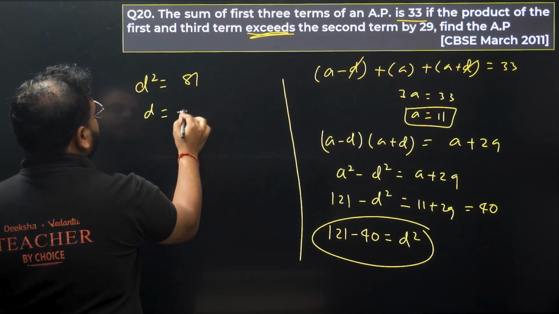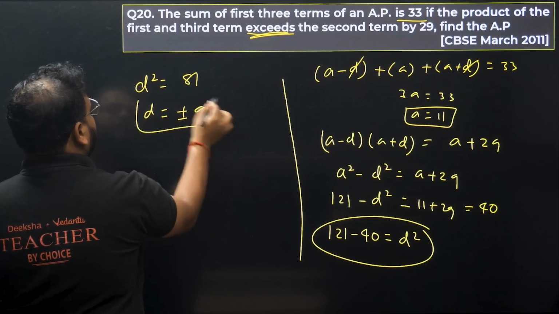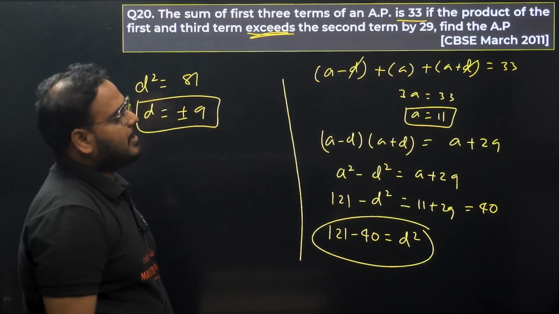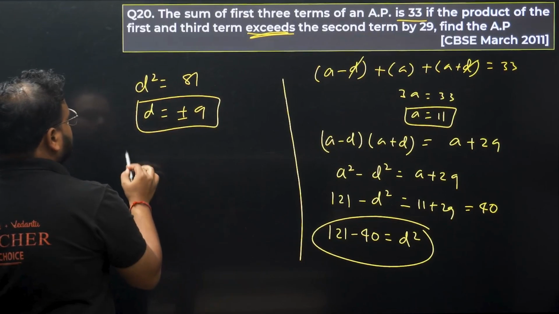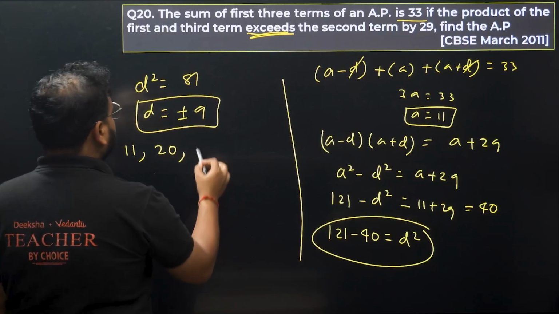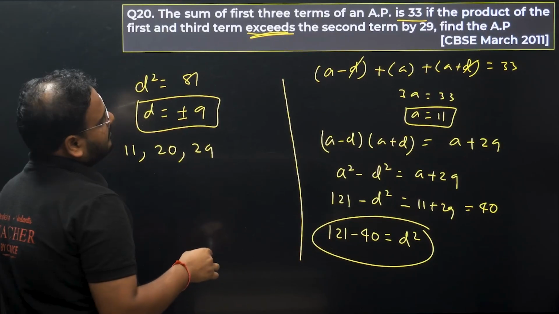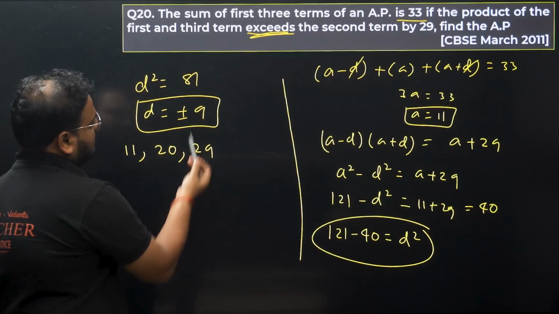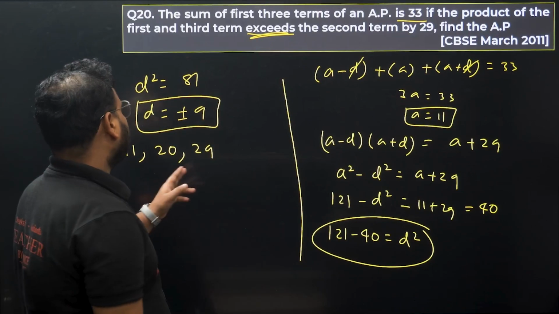So d value is plus minus 9. What are they asking? Find the AP. Start from here. So 11, 20, right? First term is 11 only, right? 11 plus 9, going to be 11, 20 and 29, right?